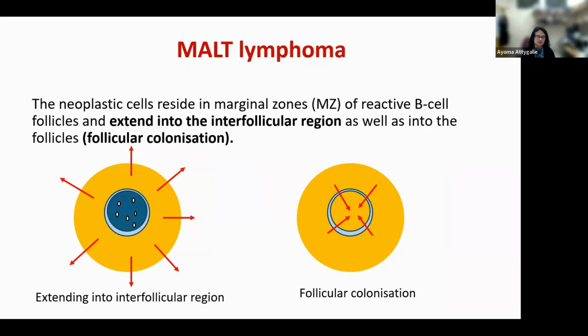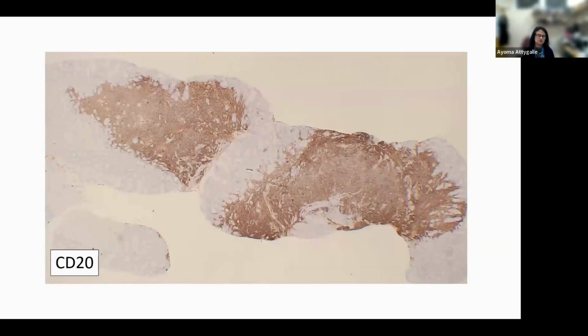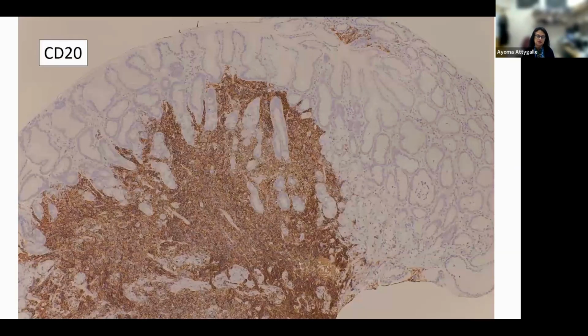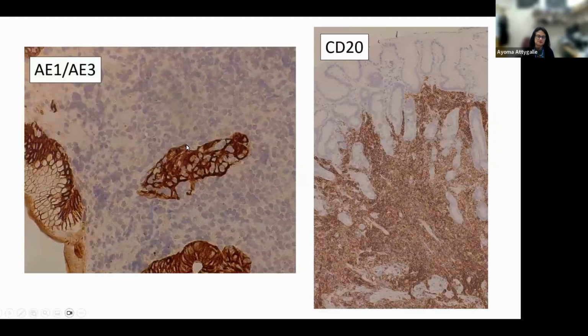So the neoplastic cells reside in marginal zones of these reactive follicles, and they extend into the interfollicular regions as well as cause follicular colonization. So you can see how this orange part can actually occupy practically the whole of the tissue. So this is essentially what you're seeing here. You're seeing this extensive, dense infiltrate, which is positive for CD20. And you can see here how it's creeping up between the follicles. And as I said, the lymphoepithelial lesions are better appreciated on the AE1/AE3.